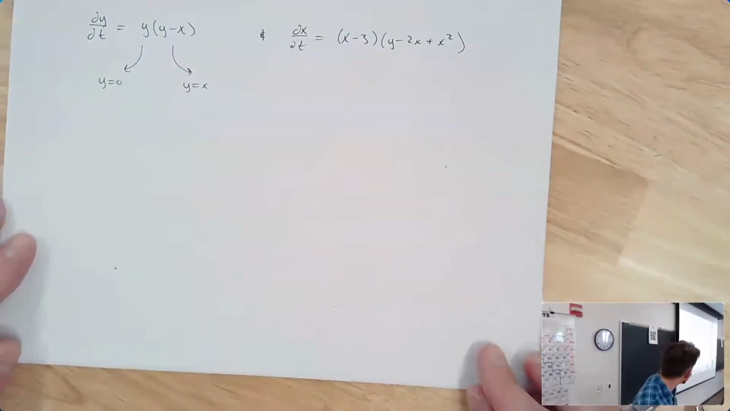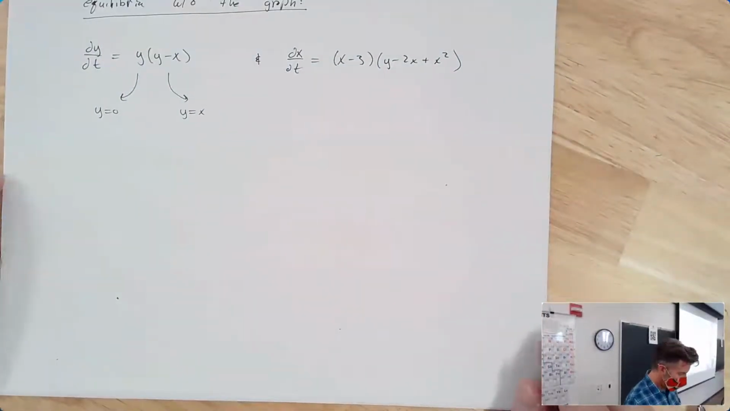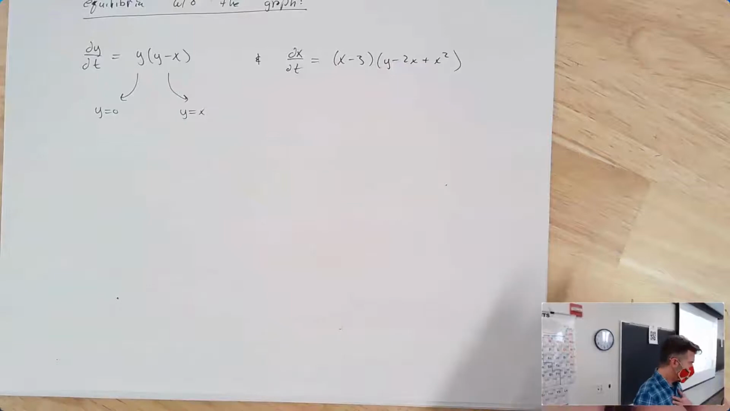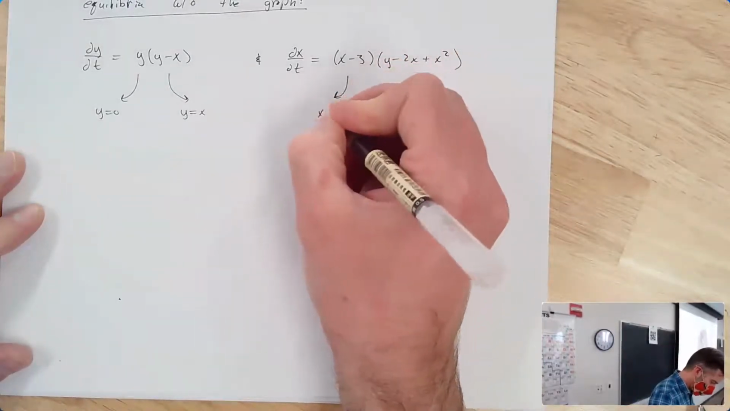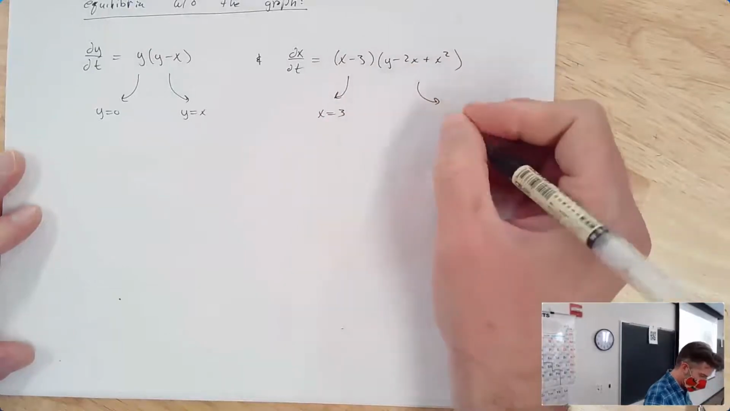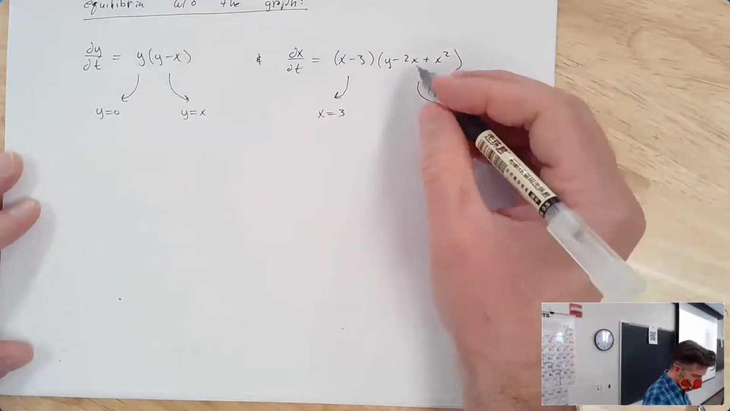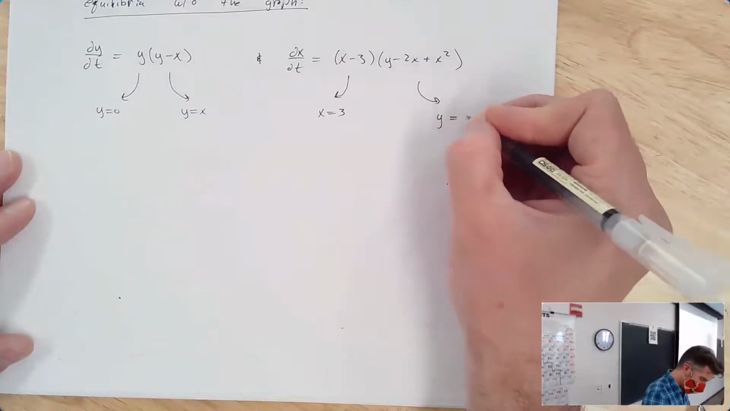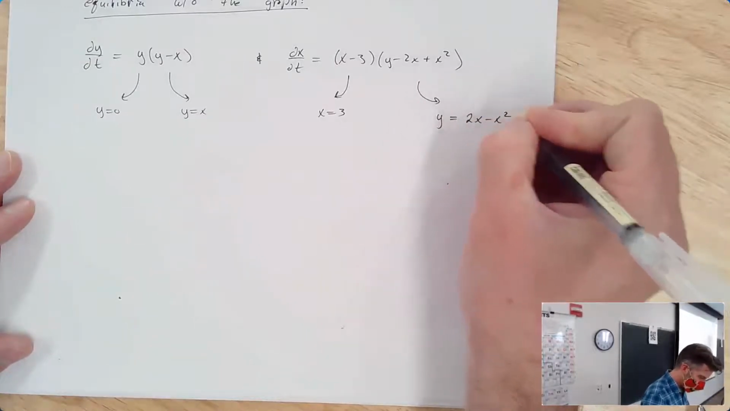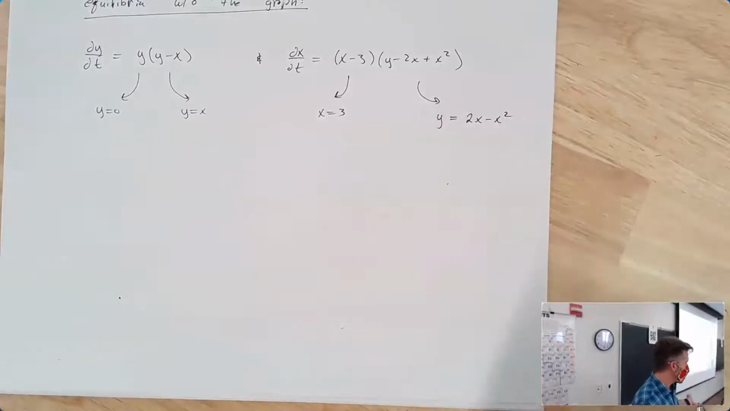Sorry, you guys can see the. So then, well, actually, here I'm also going to do the same thing. I'm either going to get x equal to 3 or y minus 2x plus x squared equal to 0, which I'm going to think of as y equal to 2x minus x squared, which are really just my nullclines again. I'm just not graphing them.